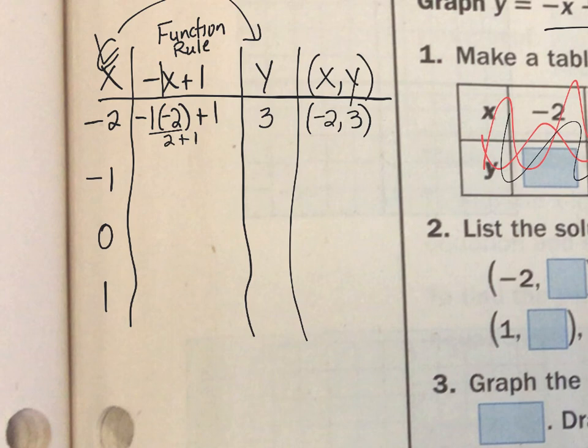Plug in -1. So I go back up to my function rule. -1 times my x is -1 plus 1. -1 times -1 is 1 plus 1, 2. That gives me the ordered pair. -1 I plugged in and I got 2 out.